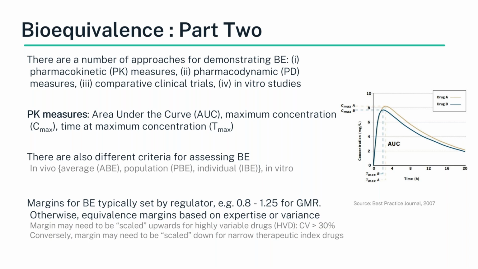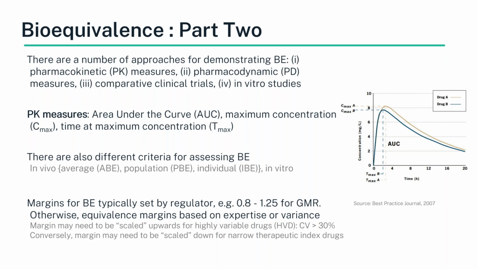The third way of approaching the demonstration of bioequivalence is using a comparative clinical trial. And so again, if PK or PD measures aren't suitable, it may be necessary to use a 3-arm trial where the new test treatment is compared to the reference and a control placebo.